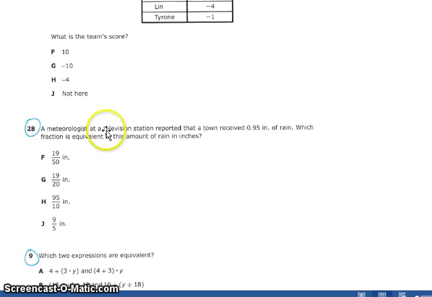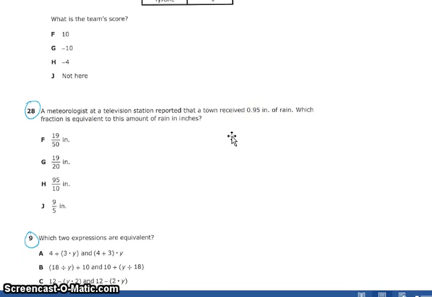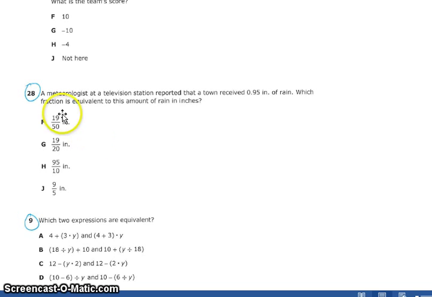The next one. A meteorologist at a television station reported that a town received 0.95 inches of rain. Which fraction is equivalent to this amount of rain in inches? 19/50ths, 19/20ths, 95 over 10, or 9/5. Again, you're going to want to convert these fractions into decimals and find the one that matches the answer in the question.